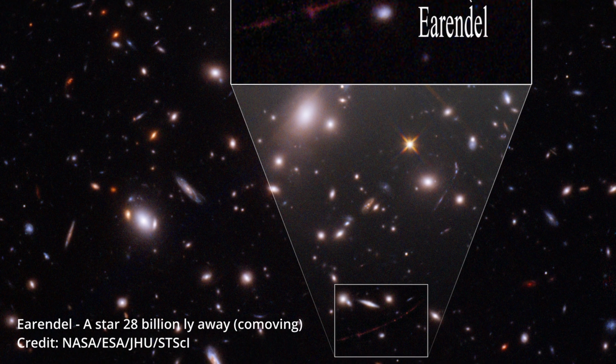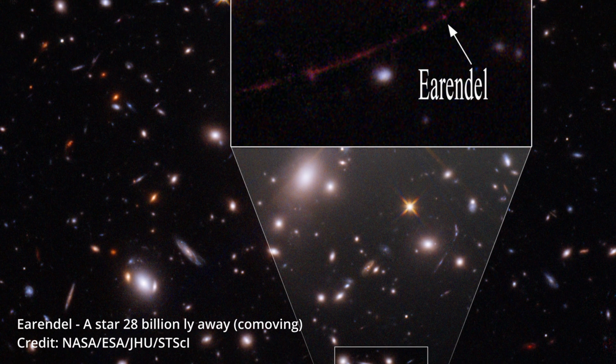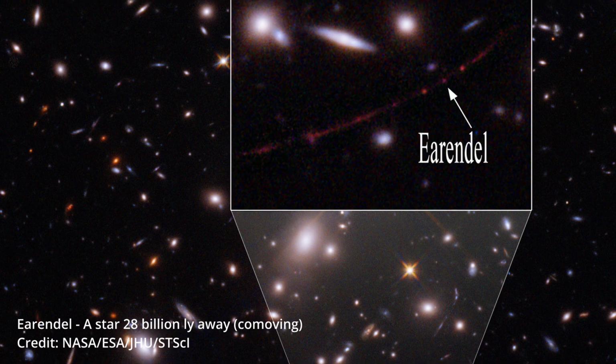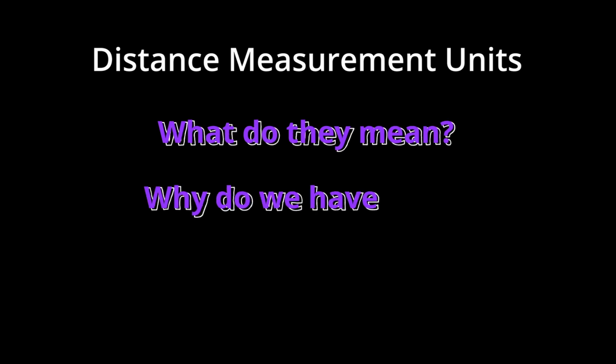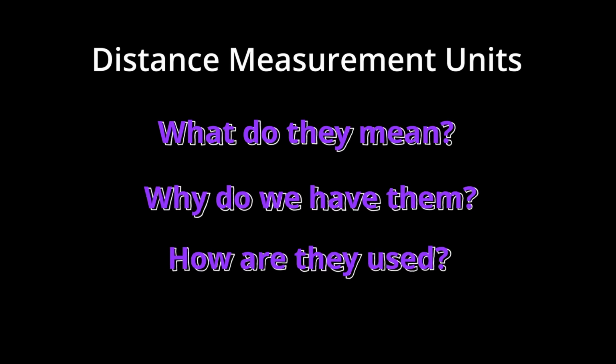In astronomy, objects are too far away to talk about their distances in terms of meters or kilometers or miles, so astronomers came up with new units to talk about distances. The most common ones you may have heard of are light years, parsecs, and astronomical units. But what do they mean, why do we have them, and how are they used?